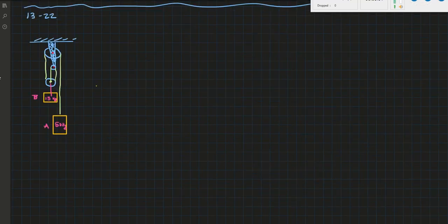Okay, let's work on this pulley problem now. In this problem, we want to find the velocity of B, I think, after 2 seconds. So we have a mismatch in weights here and a pulley system. We're going to find the velocity of B after 2 seconds.